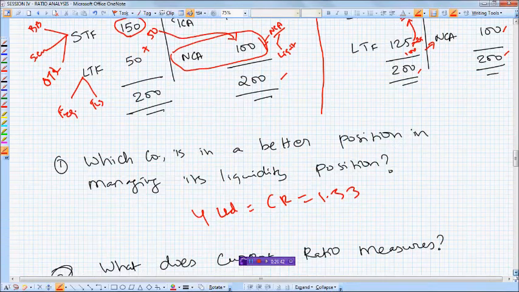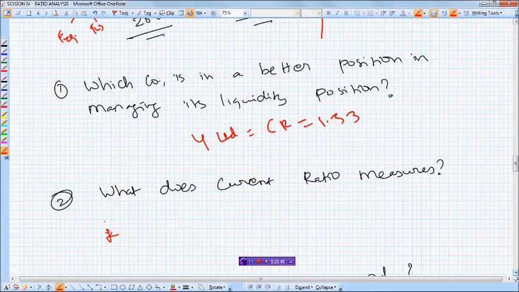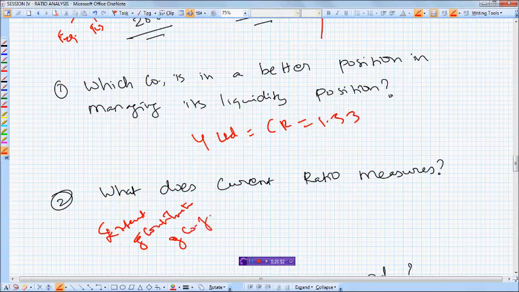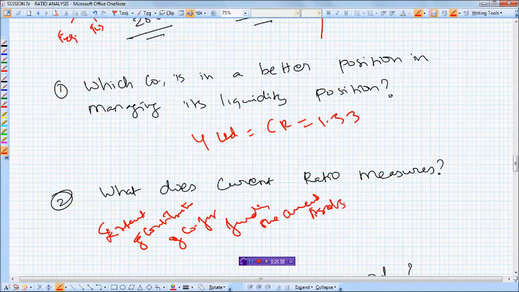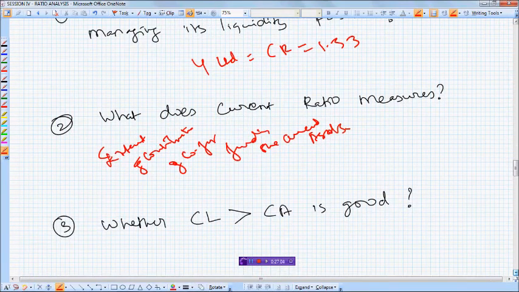See, what does the current ratio measure? The current ratio measures the extent of contribution of the company for funding the current assets. Why should the company fund current assets? If the company is fully dependent on outsiders for funding the current assets, then the company will run into liquidity issues.